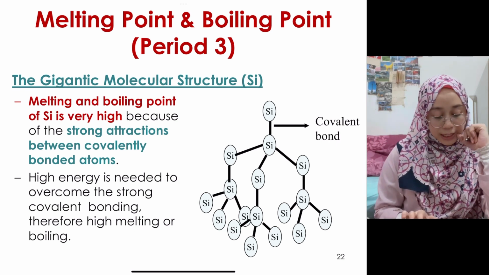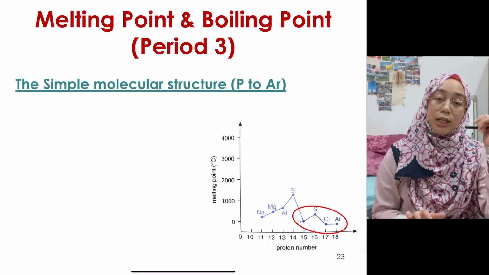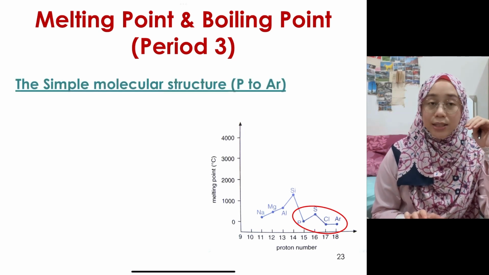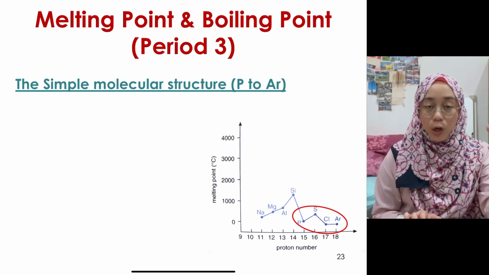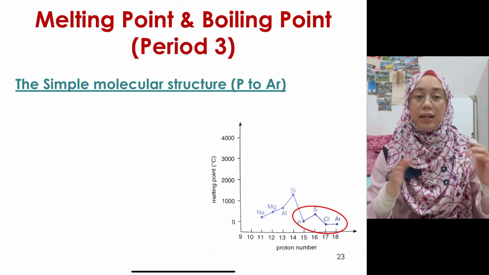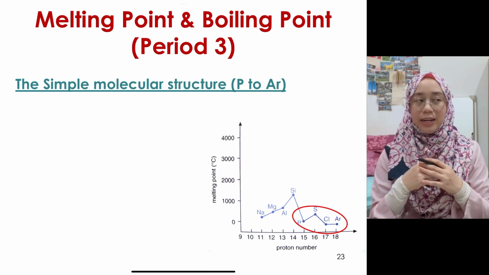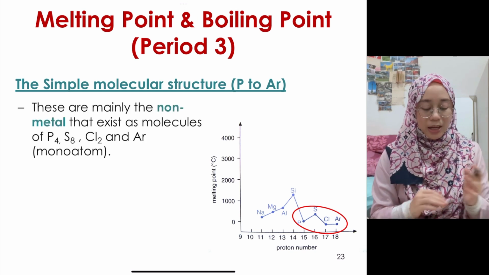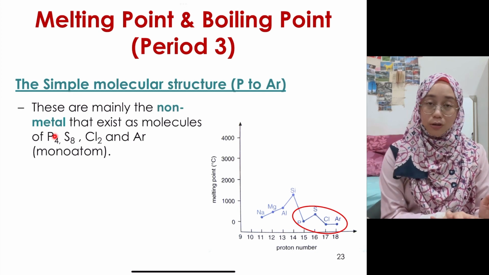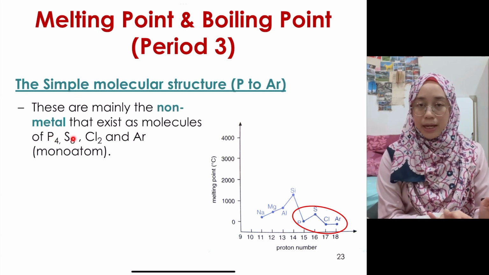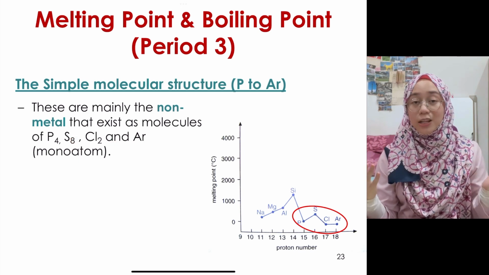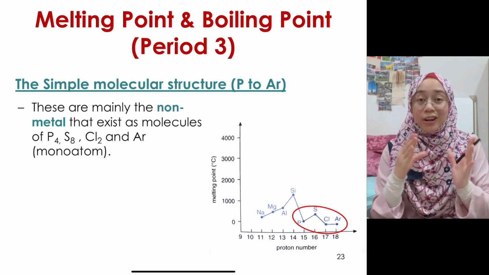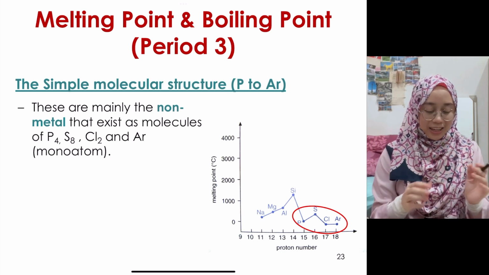Okay, the next one pula kelas kita pergi kepada the simple molecular structure daripada phosphorus sampai argon. Yang ni semua ni adalah kita punya non-metal kan. Okay, so dia cuma boleh form a covalent bond. Okay, so in terms of molecule yang dia akan buat pula, dia tak akan hasilkan a gigantic structure. Okay, dia akan hasilkan a simple structure je. For example, kalau phosphorus dia akan form P4 molecule. Kalau sulfur dia akan form S8 molecule. Kalau Cl dia akan form Cl2. Argon pula, since it is a noble gas, so dia adalah on its own. Dia just argon atom sahaja.